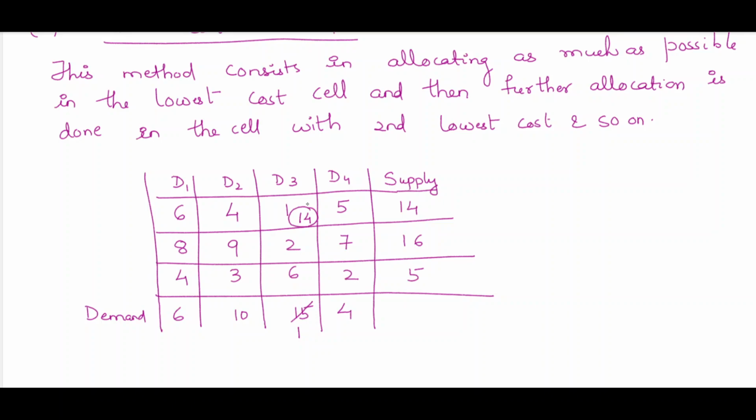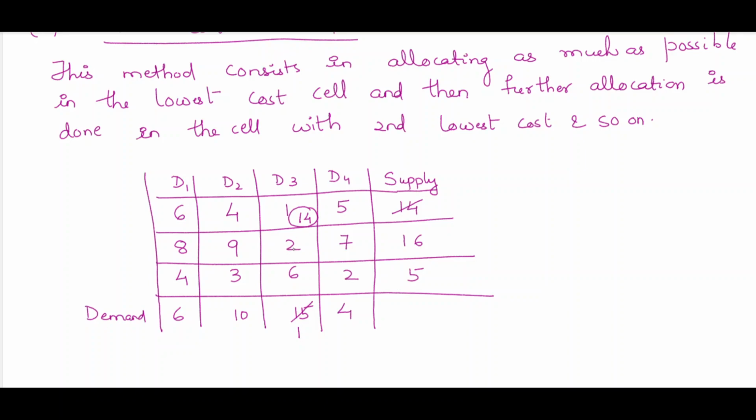Here it will be 1. That means 15 minus 14, it will be 1. Now as we have completely supplied this row, what we will do is cut down this 14. We have cut this 14, and for this column D3, demand is now 1. Next we will go to the next lowest cell.